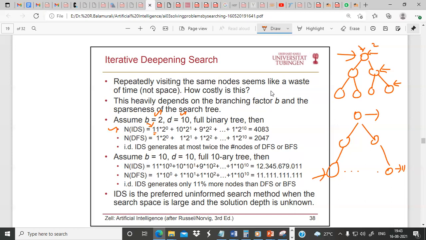The nodes at level 1, this is not the root level, will be accessed 10 times. So it is 1 into 2 to the power 10.